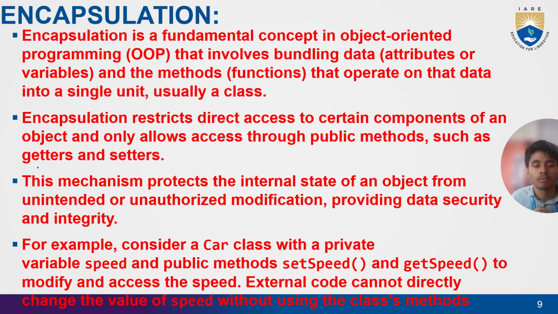This mechanism protects the internal state of an object from unintended or unauthorized modification, providing data security and integrity. For example, consider a car class with a private variable speed and public methods set speed and get speed, to modify and access the speed. External code cannot directly change the value of speed without using the class's methods.